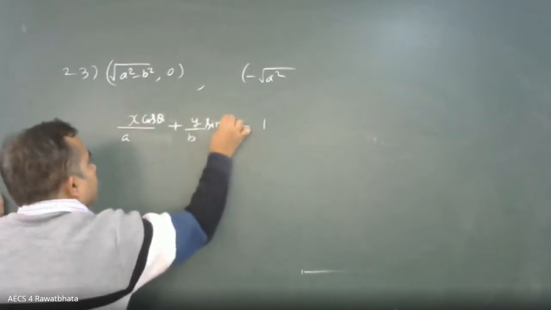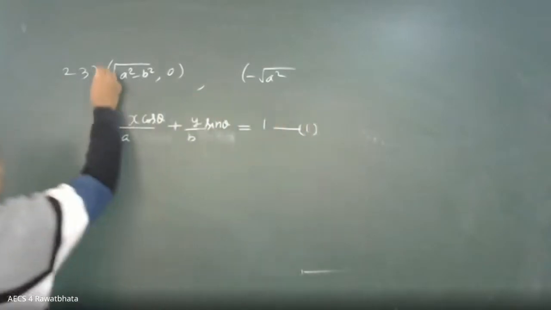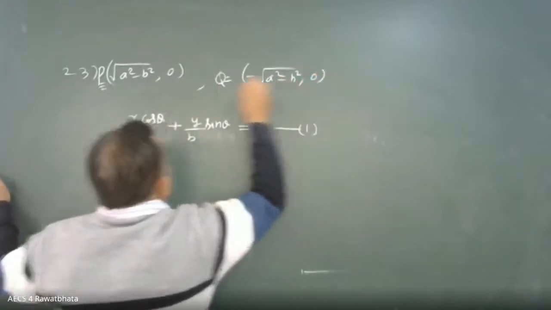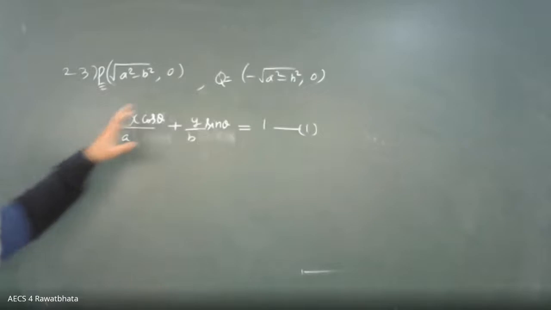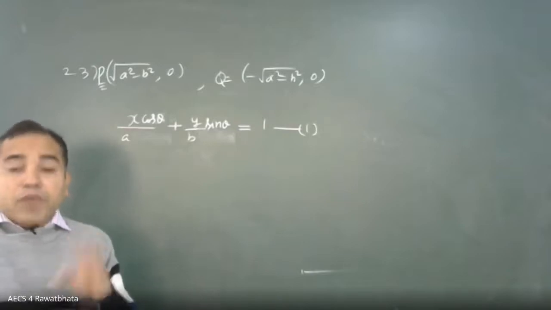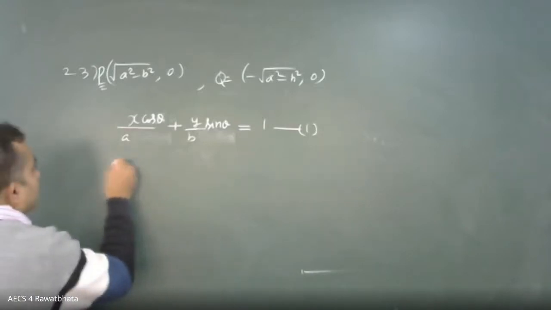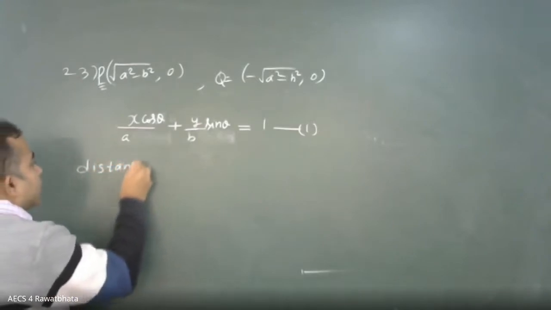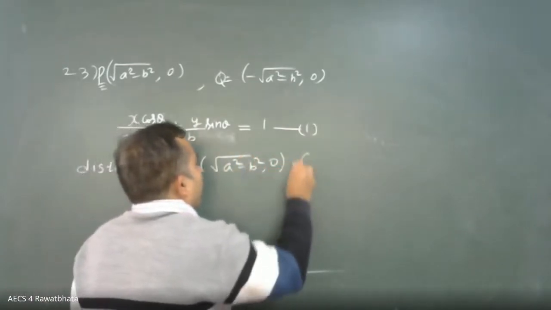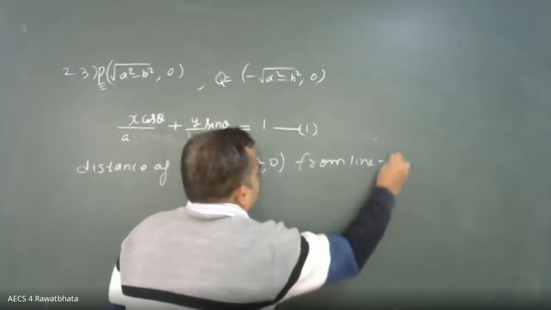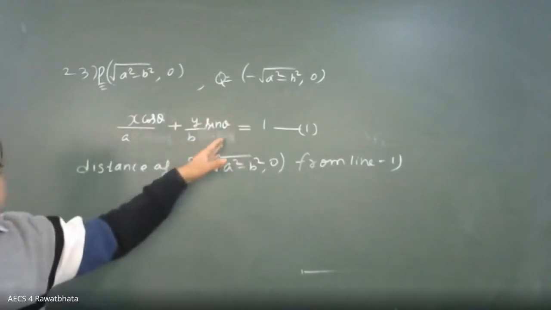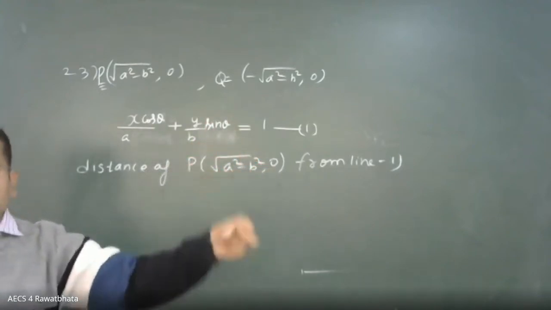Okay. So they are saying this is the equation of line 1, and there are 2 points P and Q with these coordinates, and they are saying to find the distance of point P from this line, find the distance of point Q from this line, multiply them, and it is equal to b square. We have to prove that it is b square. So let us find the distance of P from line 1. Then similarly, we will find the distance from point Q to this line. We'll multiply them, and we have to prove that the product is b square.